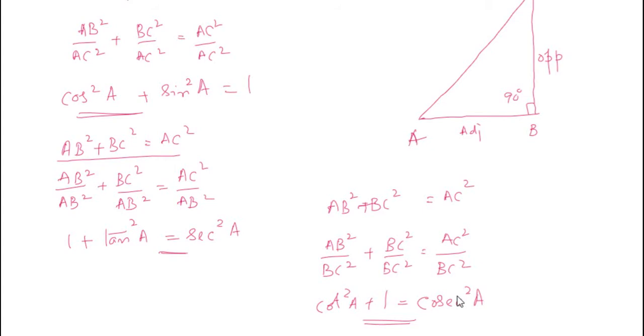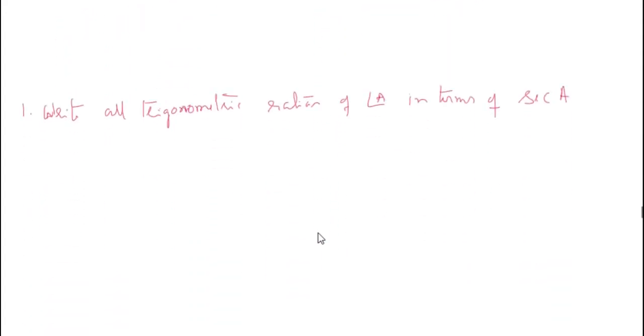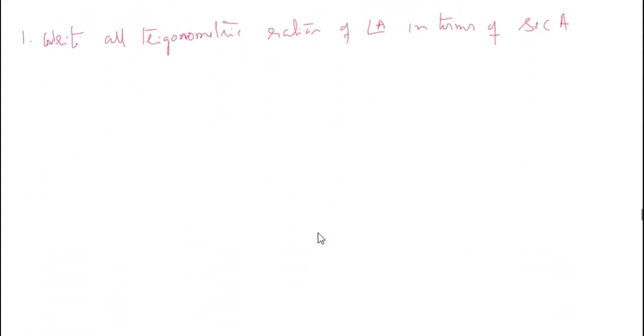Now we will use these three identities and solve a couple of problems. Let us take the first one. Write all trigonometric ratios of angle A in terms of secant A. So the 6 trigonometric ratios. The first one, secant A, is equal to secant A, because it is already represented. Next one, second one, cos A. Cos A can be represented as 1 by secant A.